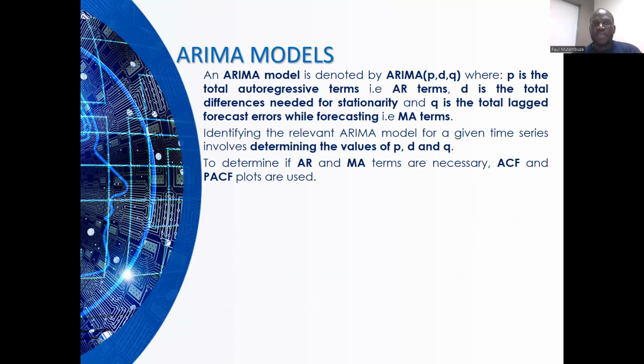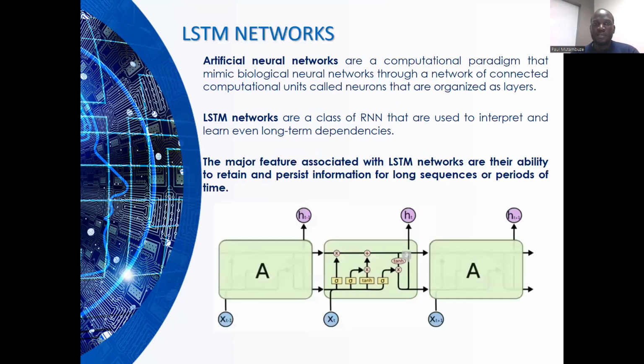ARIMA models are denoted by ARIMA with the variables P, D, and Q, where P is the total autoregressive terms, i.e. the AR terms, D is the total differences needed for stationarity, and Q is the total lagged forecast errors while forecasting, the MA terms. Identifying the relevant ARIMA model for a given time series involves determining the values of P, D, and Q. To determine if AR and MA terms are necessary, ACF and PACF plots are used in this particular activity.